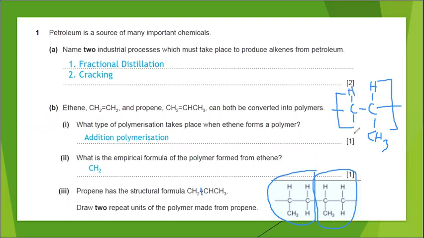CH2, CH2, and then CH3. They put this one first and the next one after. It doesn't matter which direction you put it. If you had put the CH and then CH3, or if you had put that one first and then the other one after, that doesn't matter as long as you show that repeating unit. So the polymer is made from the monomer. So the polypropene that would be formed from the propene.